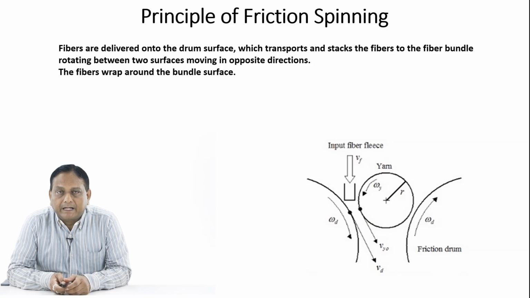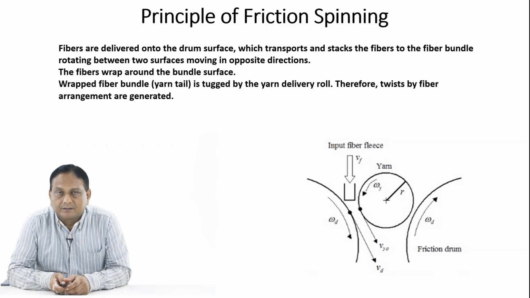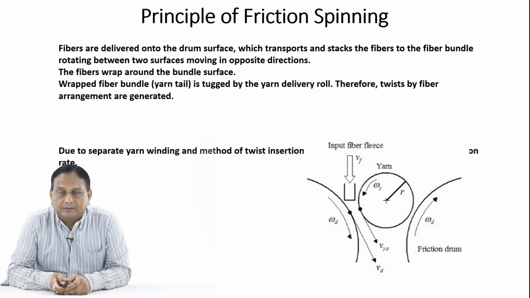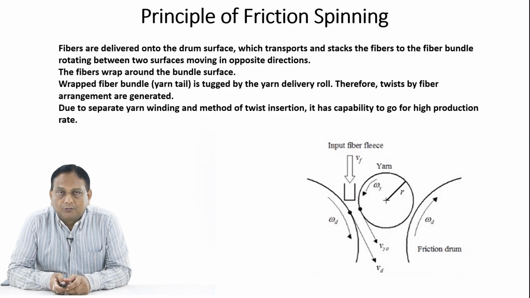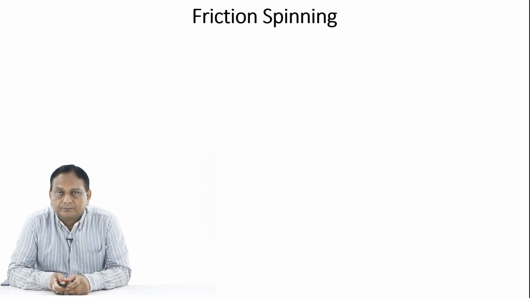Now fibers are wrapped around the bundle surface. The wrapped fiber bundle, also called the yarn tail, is tugged by the yarn delivery roller. Therefore, twist and fiber arrangements are generated. Due to separate yarn winding and the method of twist insertion, it has the capability of a high production rate compared to other spinning methods.